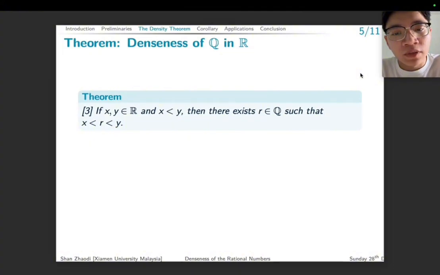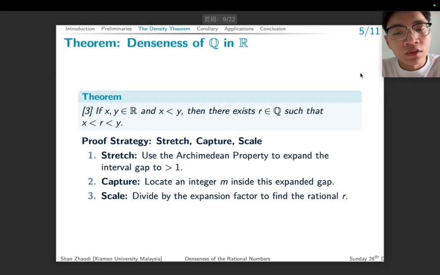Now the main event is the proof of the theorem. The statement is simple. If we have two real numbers, x and y, with x smaller than y, there exists a rational number r strictly between them. I have broken the proof down into a simple 3-step strategy.